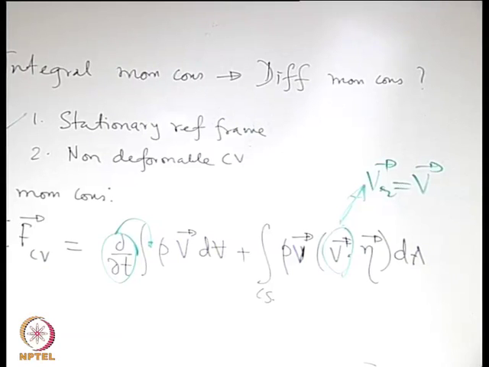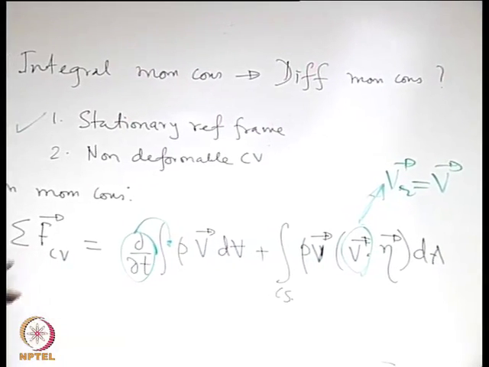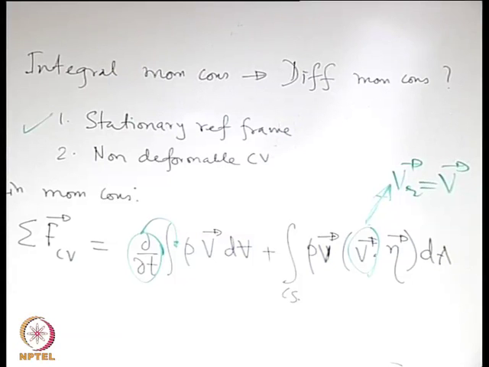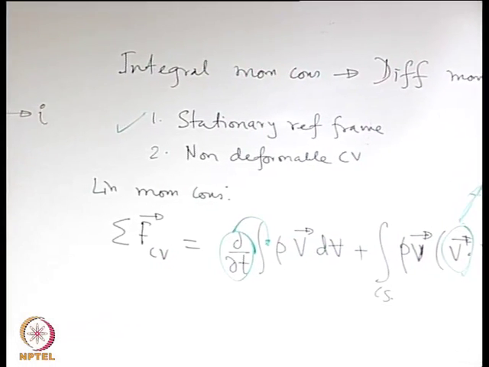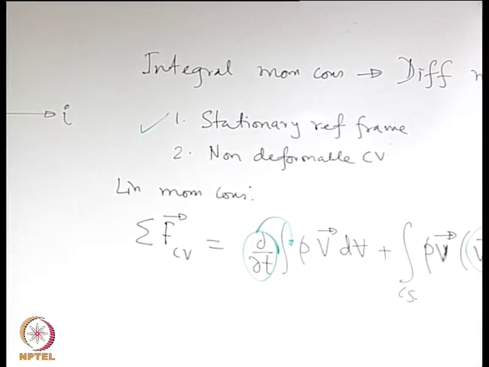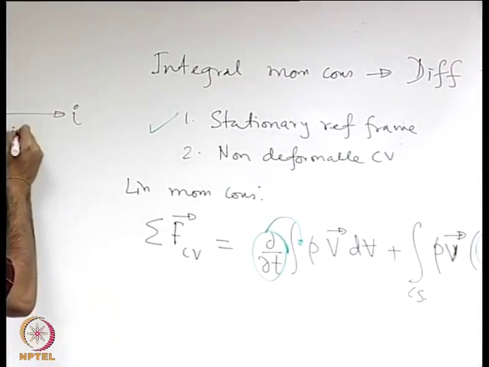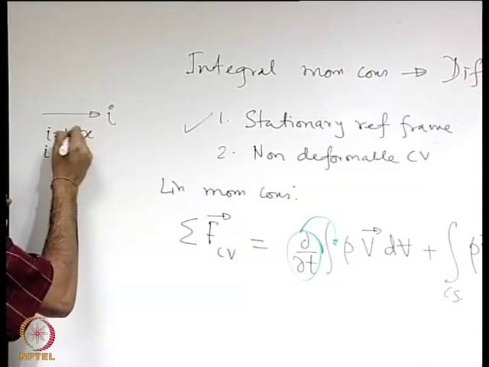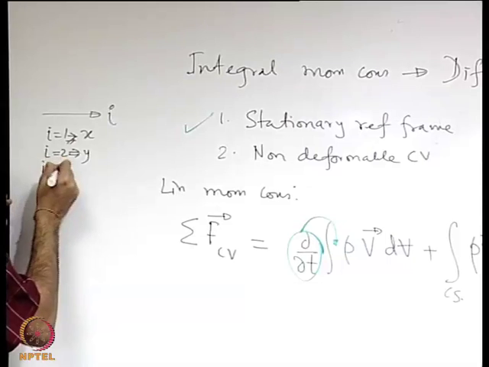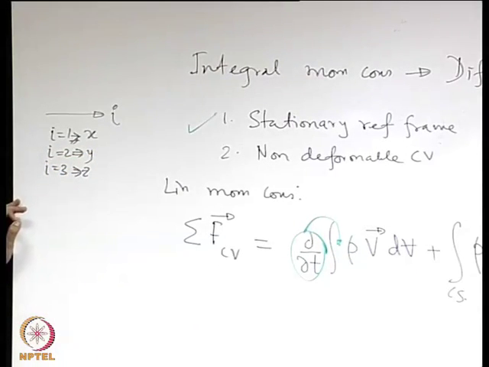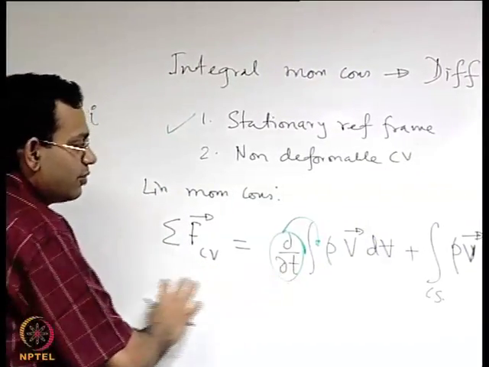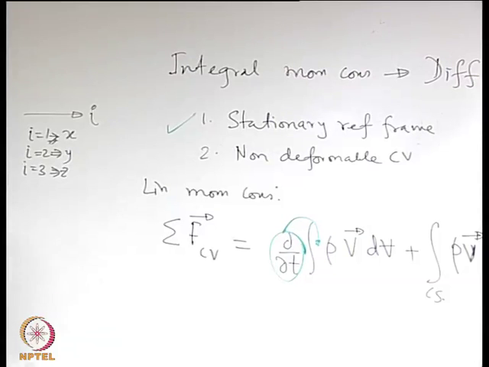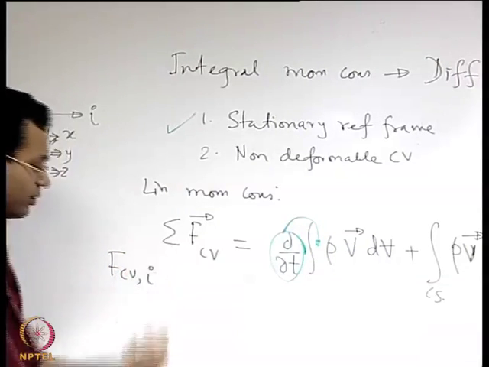Now, we will concentrate more on the left hand side, and see this is a vector equation, so it has its different components. So, it may be convenient to express it in terms of a component say in the direction i. We will again start using the index notation somewhat. So, i equal to 1 will mean x, i equal to 2 will mean y, and i equal to 3 will mean z. So, let us write this for the direction i. We are interested to find out what is the resultant force acting on the control volume in the direction i.